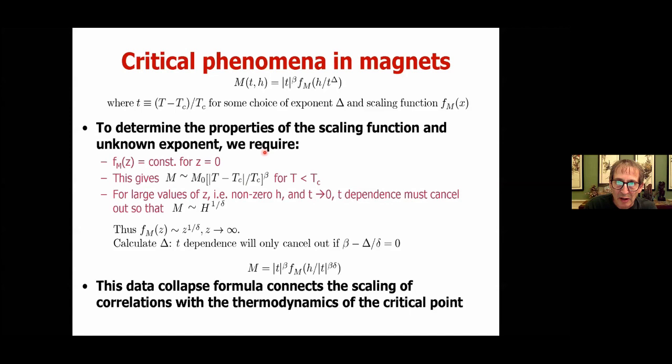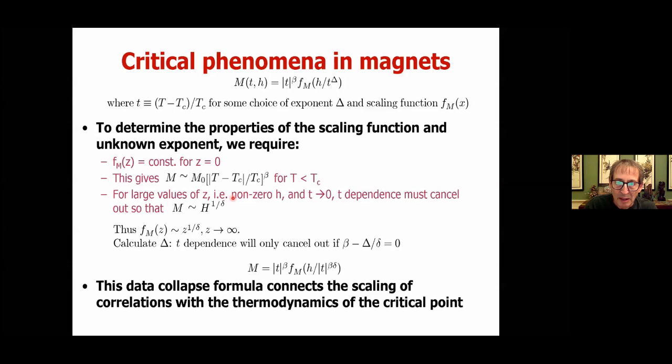So then we know the result has to go as h to the 1 over delta, so therefore the scaling function has to have a functional form of its arguments to the power 1 over delta, so that this h becomes h to the 1 over delta. Well, that has to happen, but we also need that the t dependence cancels out. So if the scaling function is scaling as z to the power 1 over little delta, the t dependence is going to be 1 over t to the power big delta divided by little delta.